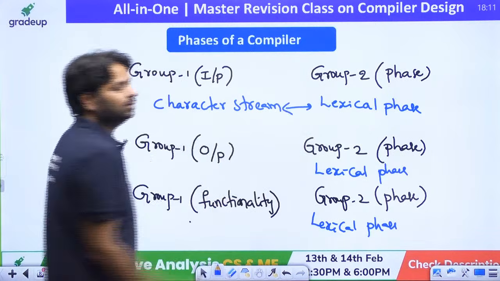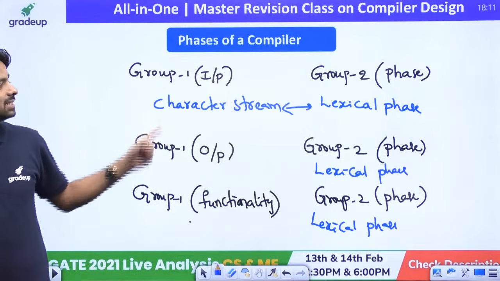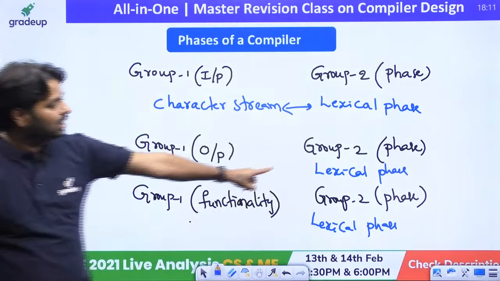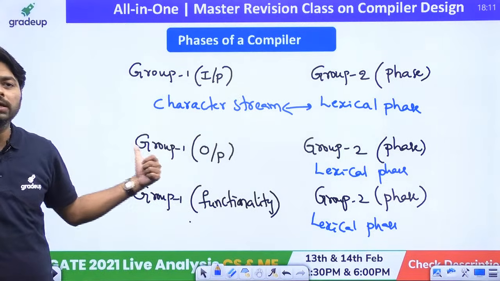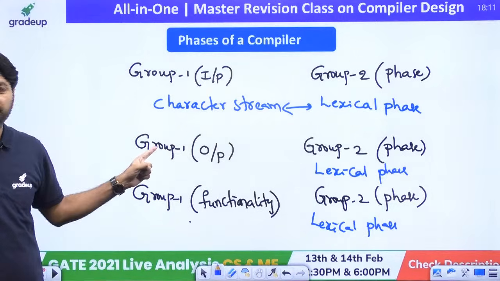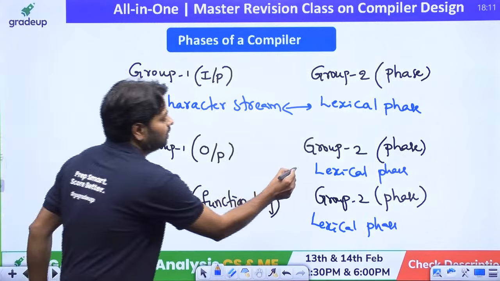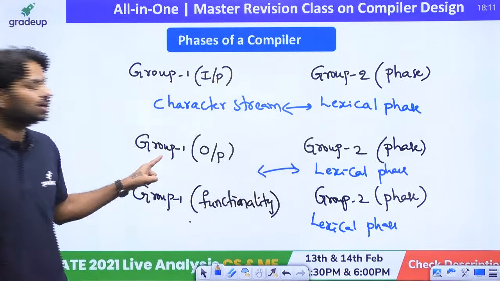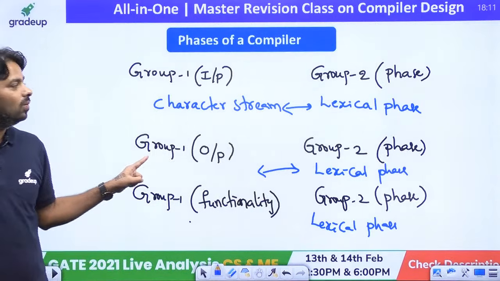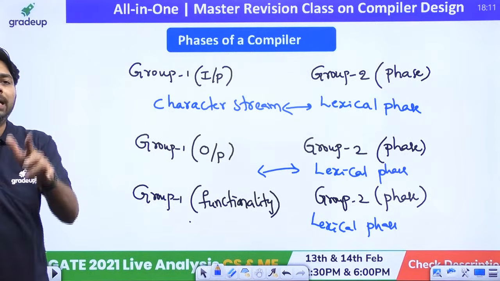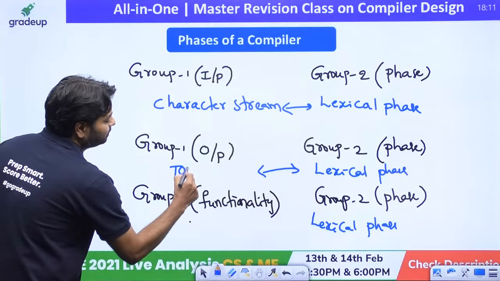This is the matching, because the input of the lexical phase is the character stream. And what is the output of the lexical phase? Quickly, what should be the statement that matches in group 1? Now it is a token stream. You can't say character stream. Now it is a token stream.